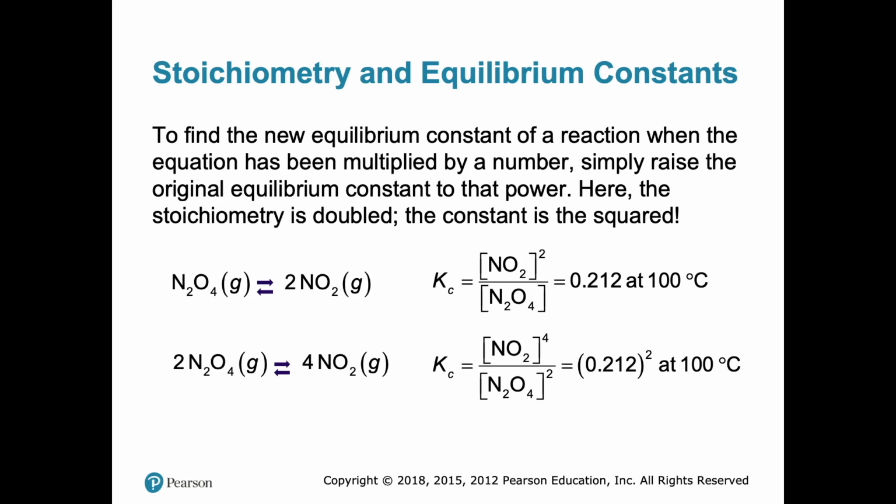So here we have our equilibrium constant, the normal one, for 1 mole at 0.212. But when you double the reactants, what happens to the equilibrium constant? It gets squared. Crazy stuff. All right.